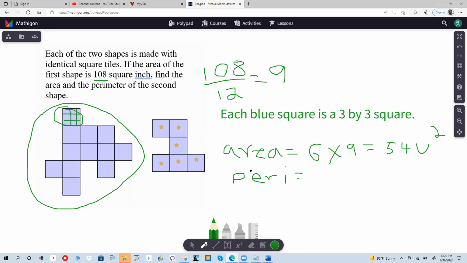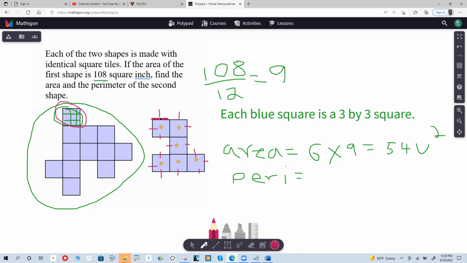Just going to write perimeter. Okay, to find the perimeter, I'm going to count them first, but each pink edge is 3 units. So 1, 2, 3, 4, 5, 6, 7, 8, 9, 10, 11, 12, 13, 14. I'm going to count it once again. So there are 14 of them, but 14 is not the answer.